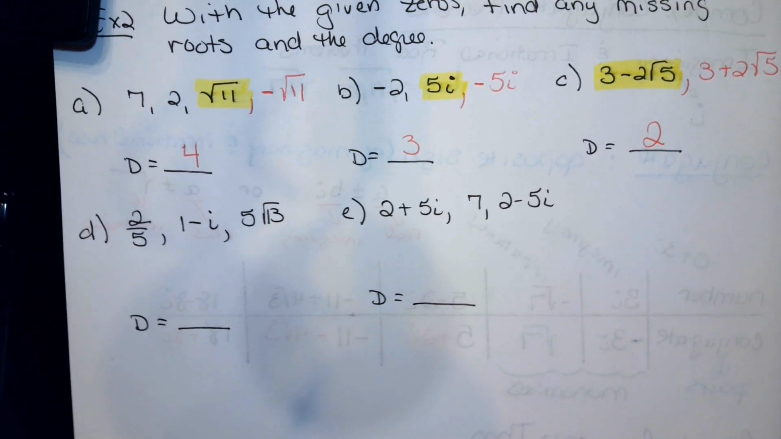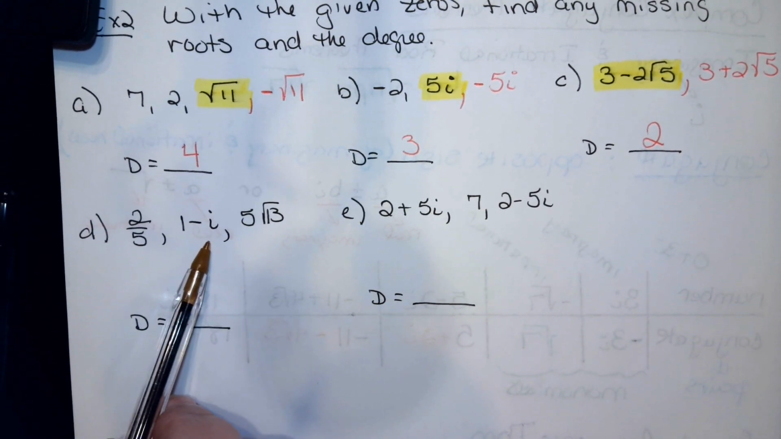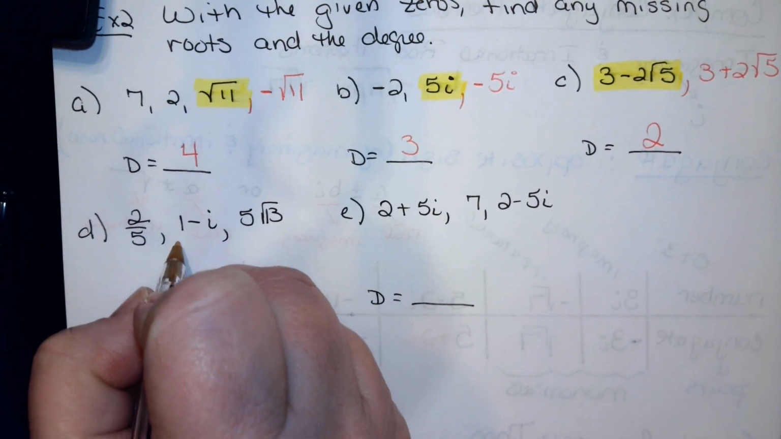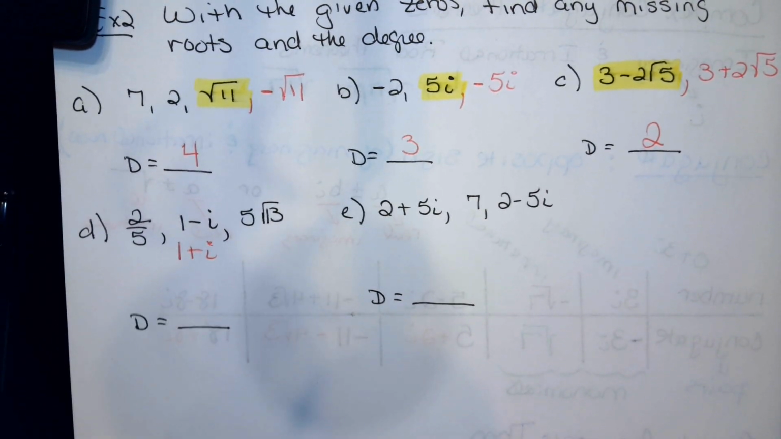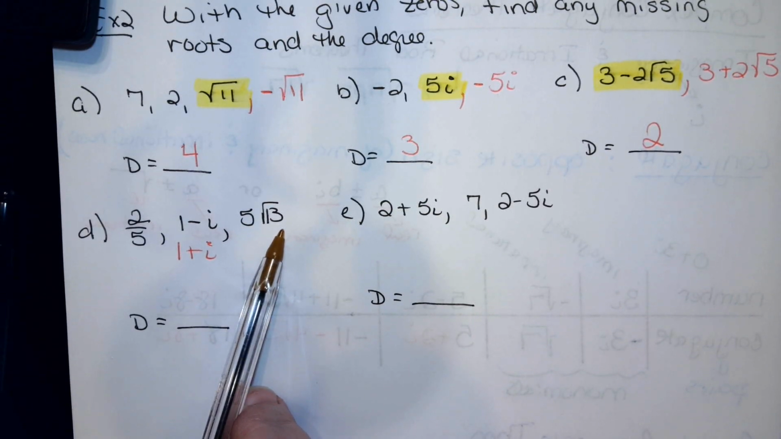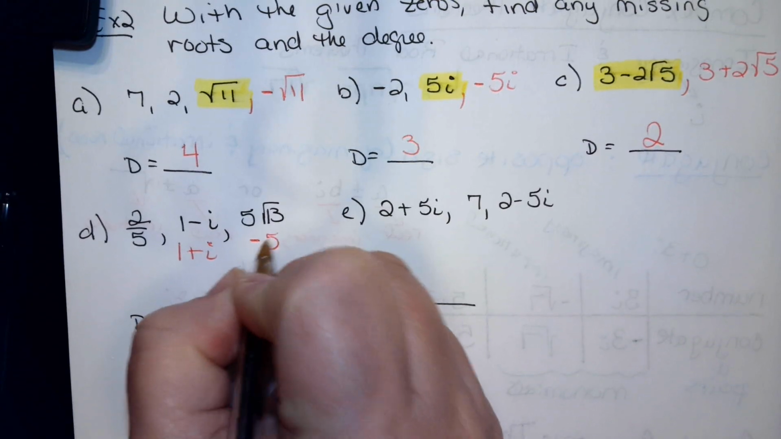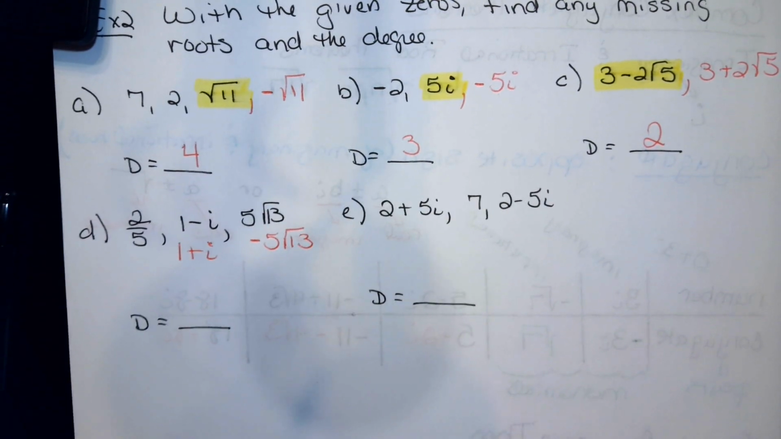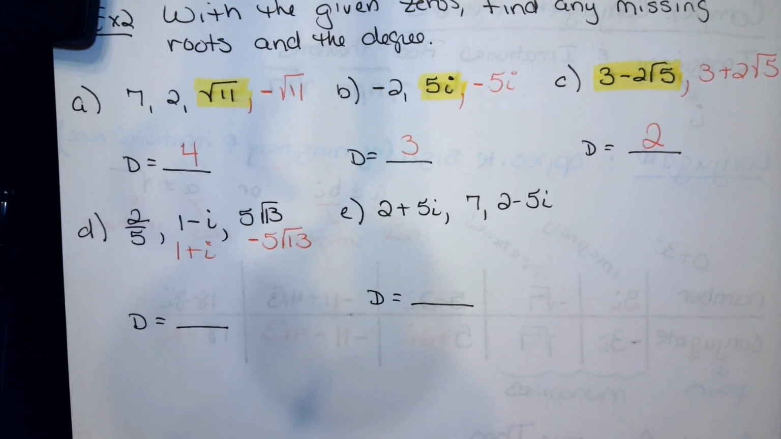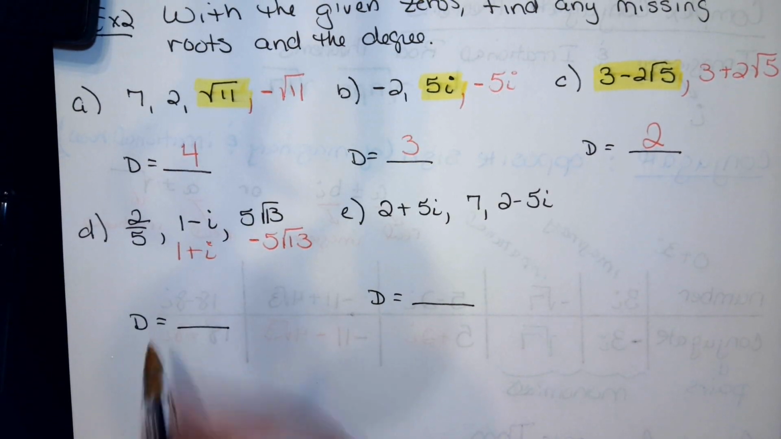All right, for D. 2/5 is rational, but 1 minus i is imaginary, so we should also have the 1 plus i. We've got 5 times the square root of 13. That's irrational, so if we've got the positive version, we should also have the negative version, negative 5 times the square root of 13. So how many solutions do we have here? We have 1, 2, 3, 4, 5 solutions.